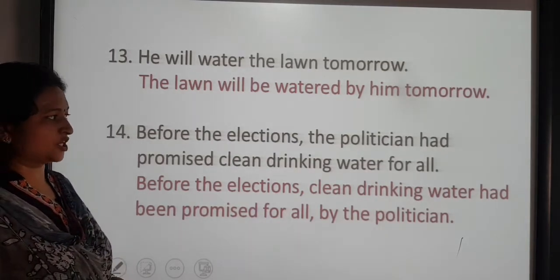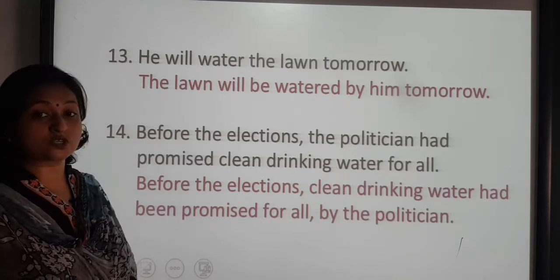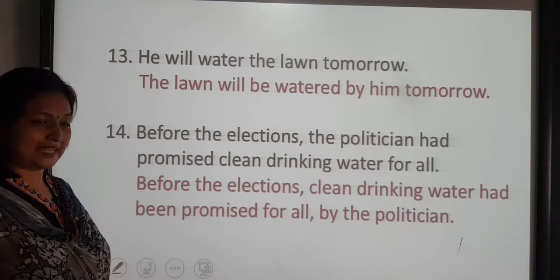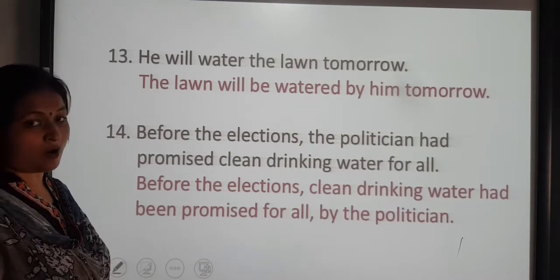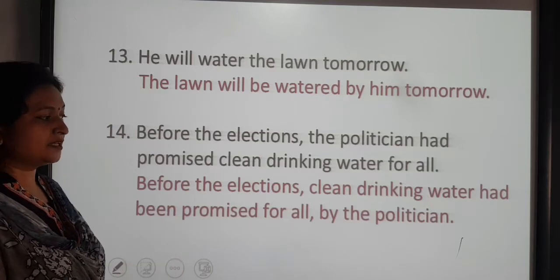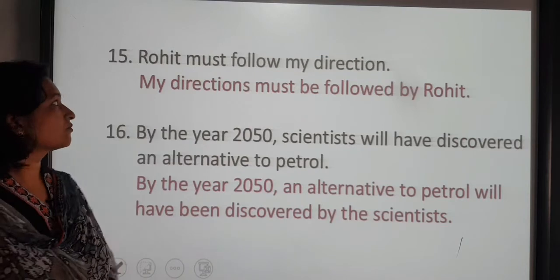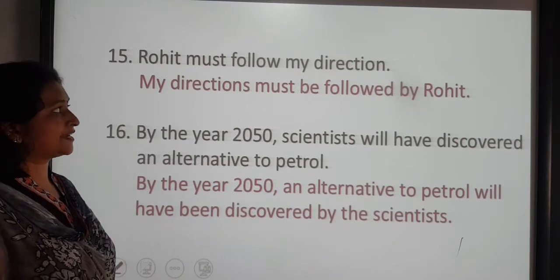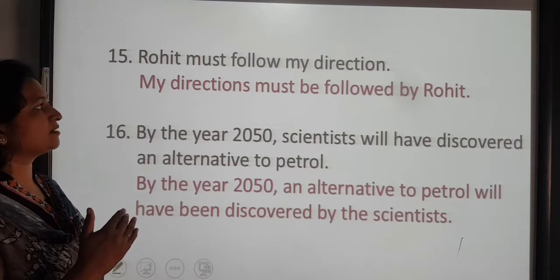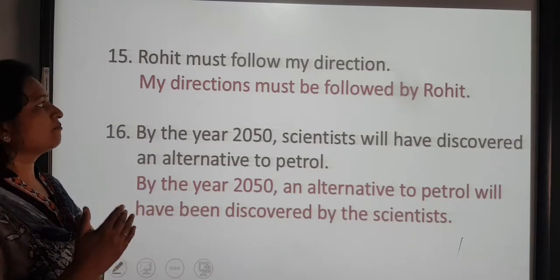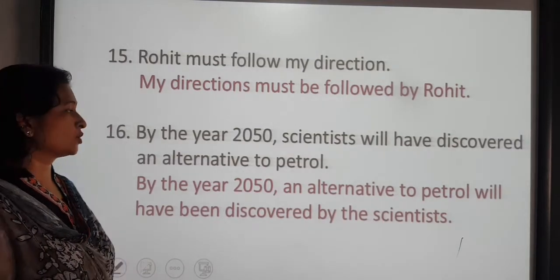Before the elections, the politician had promised clean drinking water for all. Before the elections, clean drinking water had been promised for all by the politician. Rohit must follow my direction. Verb here is a modal verb, so must, after that comes my direction. My directions must be followed by Rohit.